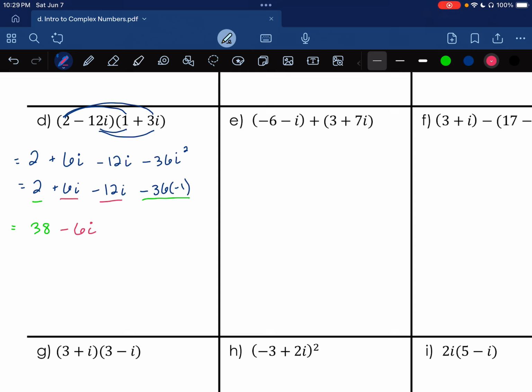All right. Over here we have negative 6 minus i plus 3 plus 7i. Again, we are just adding here. So we'll add real part, imaginary part, imaginary part. So negative 6 plus 3, that's negative 3. And negative i plus 7i will be plus 6i.